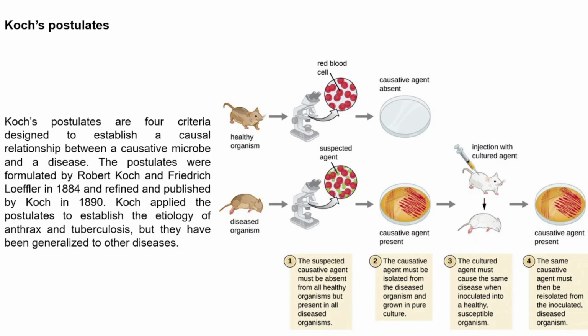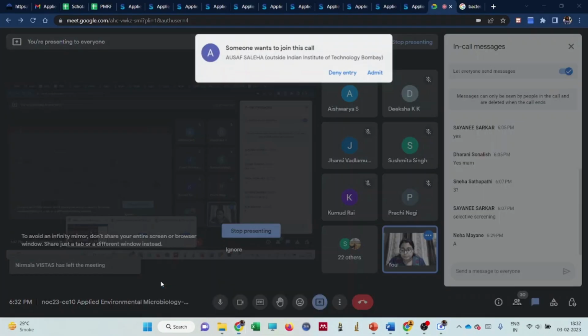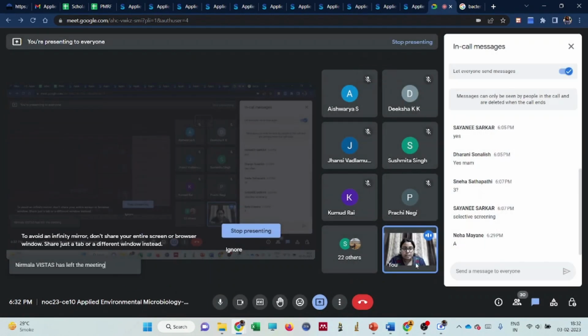So what do these postulates say? I have added a sketch here so that it's visually appealing and you can understand it better. I hope you can see my cursor. This rat is a healthy organism and this is a diseased organism. If you want to check what caused the disease, what is different in the diseased organism that makes it sick, the suspected causative agent must be absent from all healthy organisms but present in all diseased organisms. That is logical. If someone is healthy, whatever is causing the disease should not be present in that person.